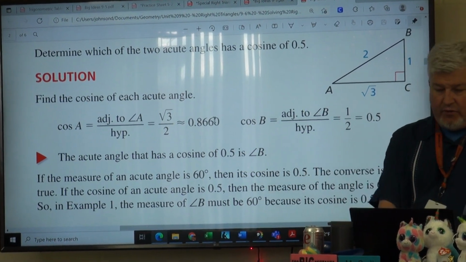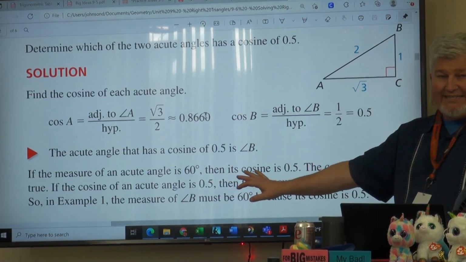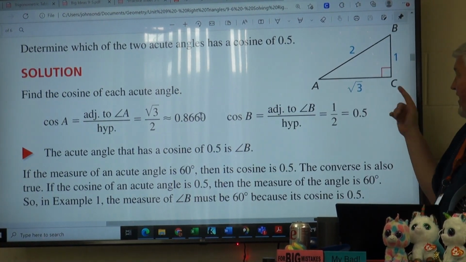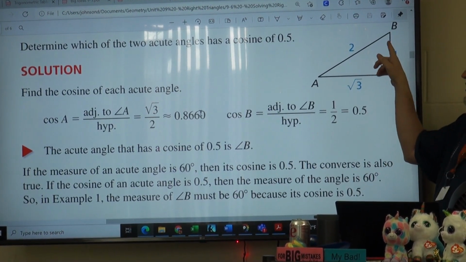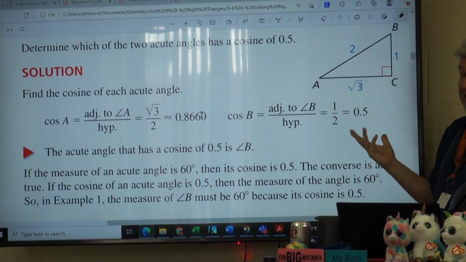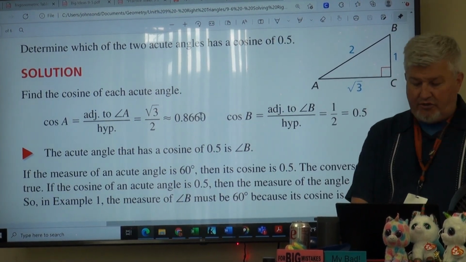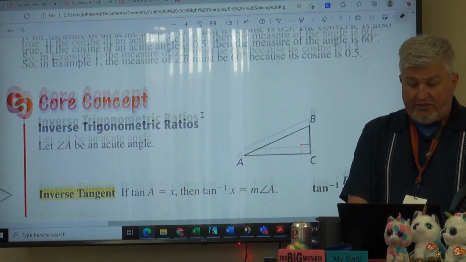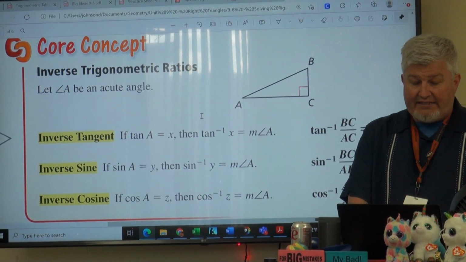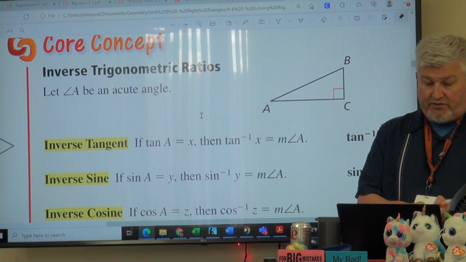I'm not worried about this, you know that off the top of your head, but here's what it says. If the measure of an acute angle is 60 degrees, then it has a cosine of 0.5. So if you come to this triangle and you say, okay, the cosine of B is 1 over 2, which is 0.5, then because it's a special right triangle, you should know maybe that's 60 degrees. But you can use your calculator for that as well. And that's what we're going to learn right here. So this is the next thing we're learning on our calculators. It is the inverse trigonometric ratios.